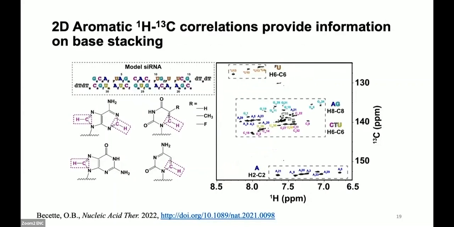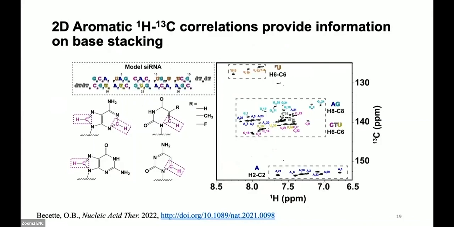If we focus on the non-exchangeable protons, we can cut down our experiment time, and we don't have to worry about the pH of the solution as well as the temperature to some degree. So here we have a 2D aromatic proton carbon HSQC, and once again, the proton signals are well dispersed in the carbon-13 dimension into 3 distinct regions.